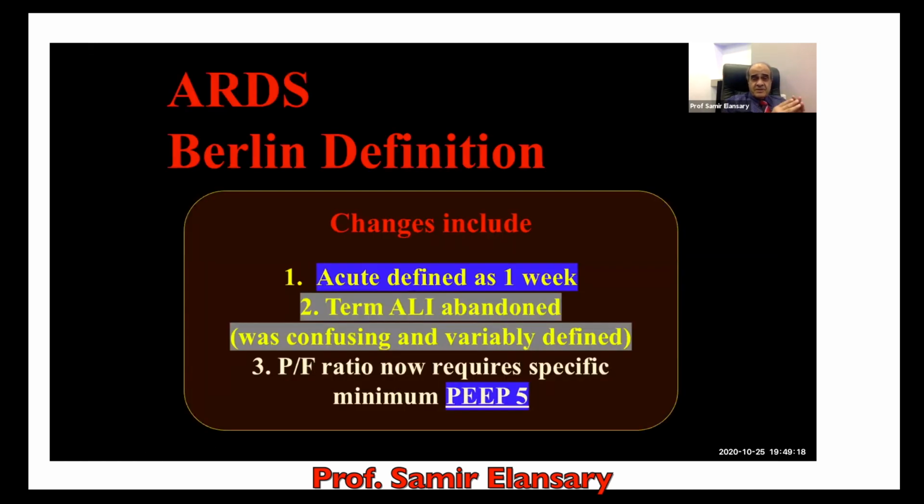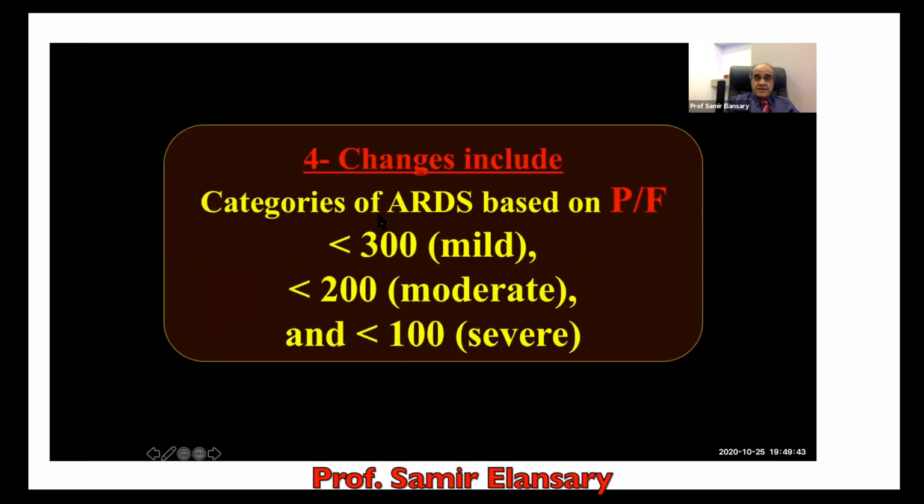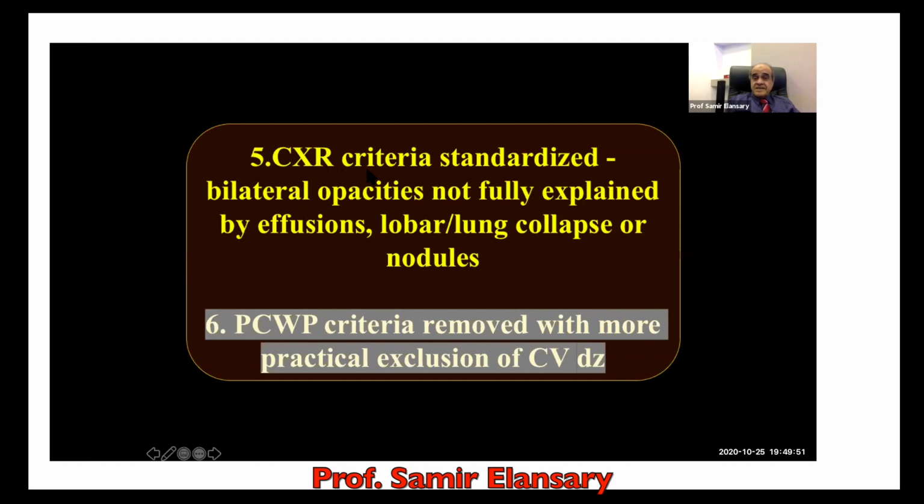ARDS Berlin definition, it includes acute defined within 1 week. Term acute lung injury is abandoned or not used, was confusing and variably defined. We depend on PF ratio, now require a specific minimum PEEP. You have to apply PEEP 5 centimeter water. If your patient is spontaneously breathing, you can apply CPAP 5 centimeter. Change include categories of ARDS: less than 300 mild, less than 200 moderate, less than 100 severe ARDS. Chest X-ray criteria standardized: bilateral opacities, not fully explained, as you know, by effusion, lobar lung collapse, or nodules.